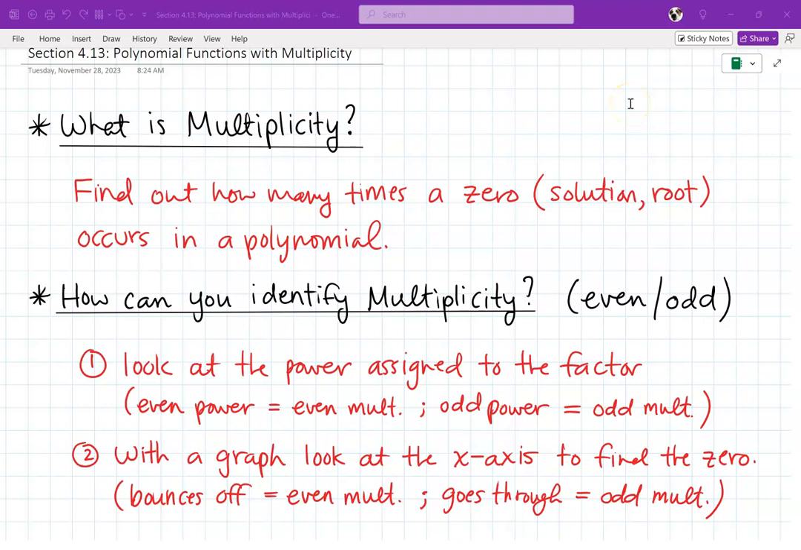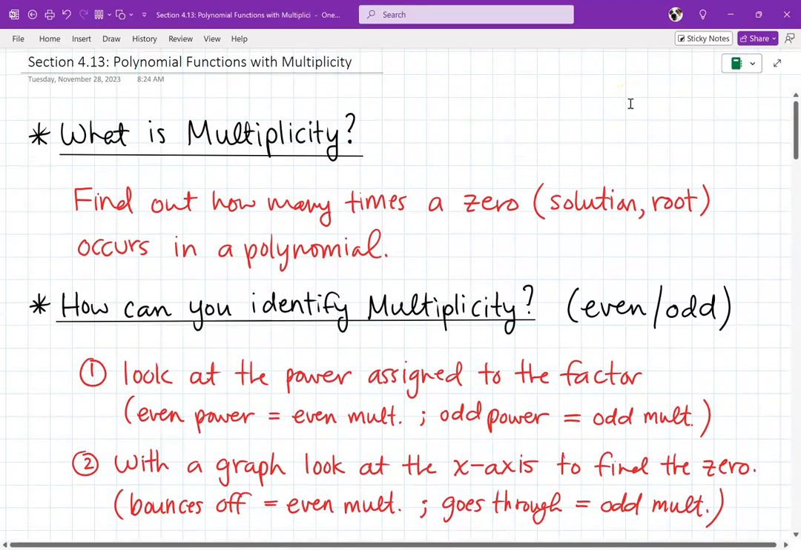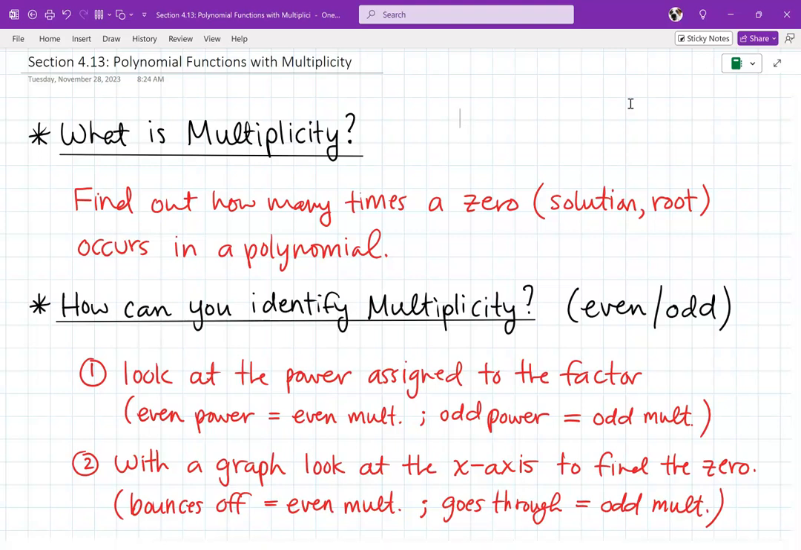All right, so today we have section 413, polynomial functions with multiplicity. So what is multiplicity? It's the number of solutions that a polynomial has. Every time we give you an equation and ask you to solve it, you can figure out how many solutions you're supposed to find by figuring out its multiplicity.